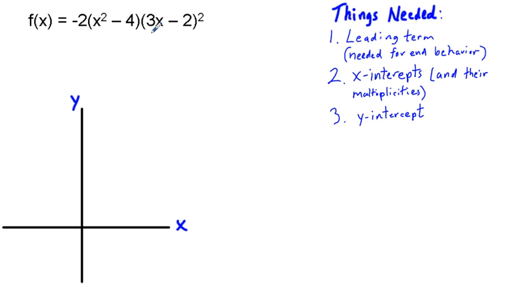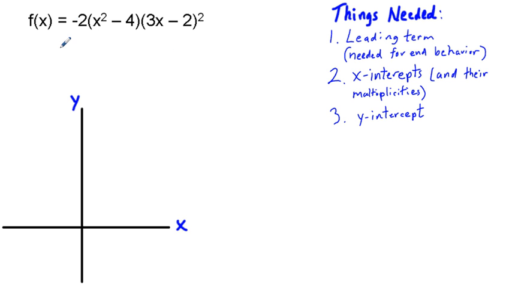If you graph any polynomial function, the basic things needed are, one, to get the leading term, and that will be needed to help establish the end behavior of the function. Find the x-intercepts and the multiplicities of those x-intercepts and a y-intercept.